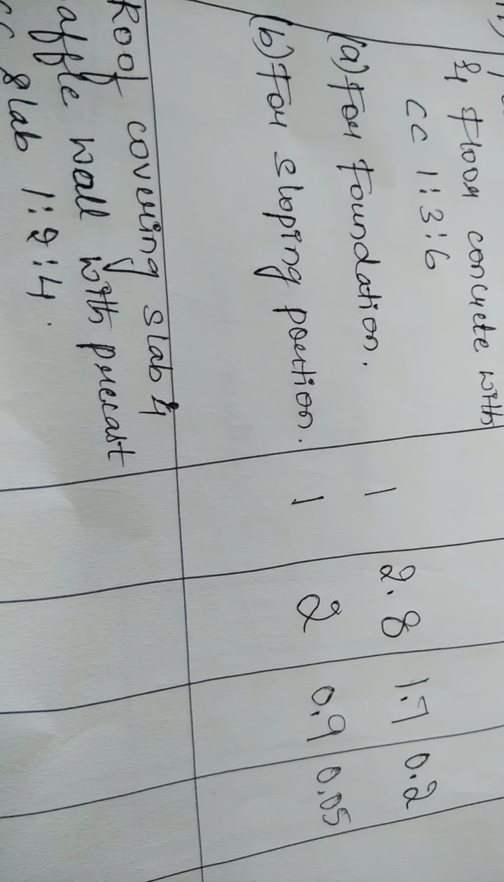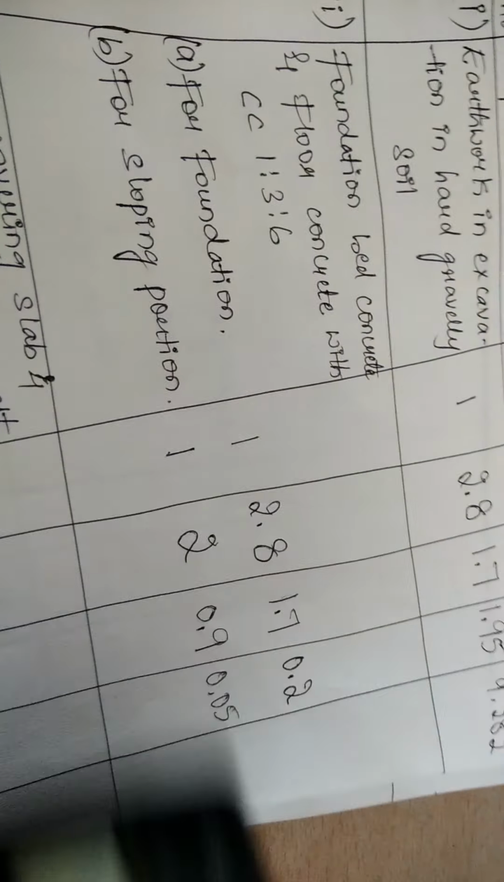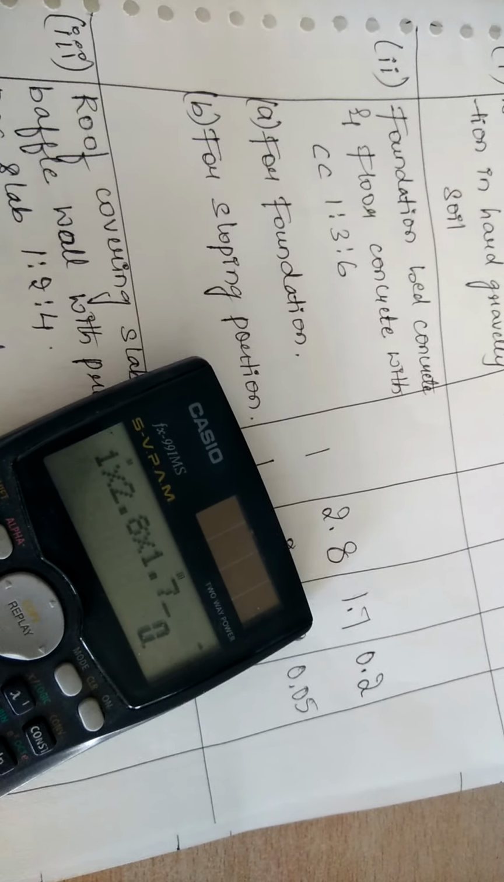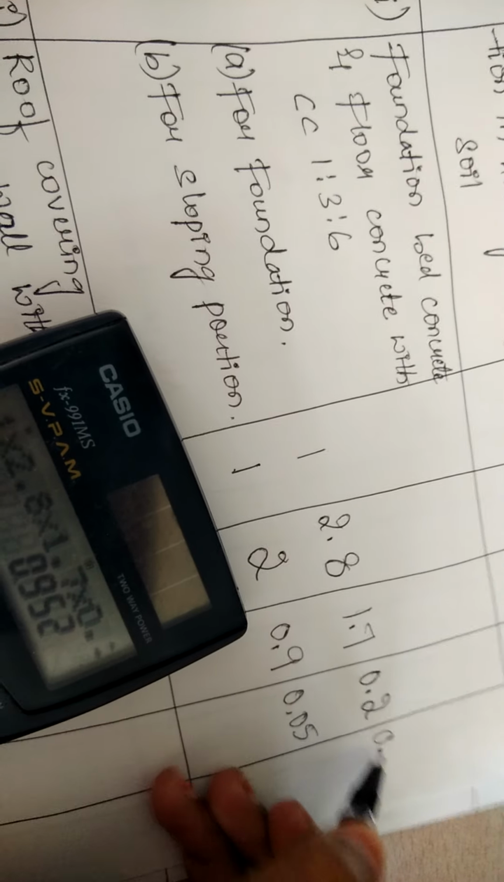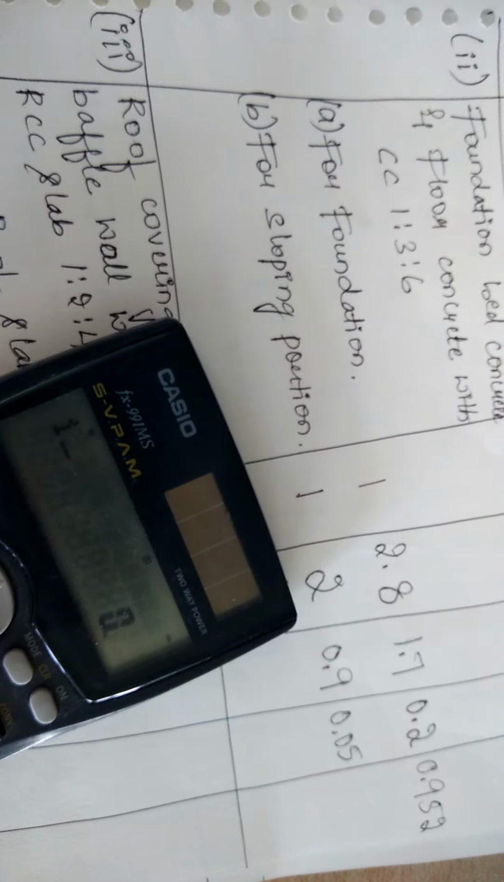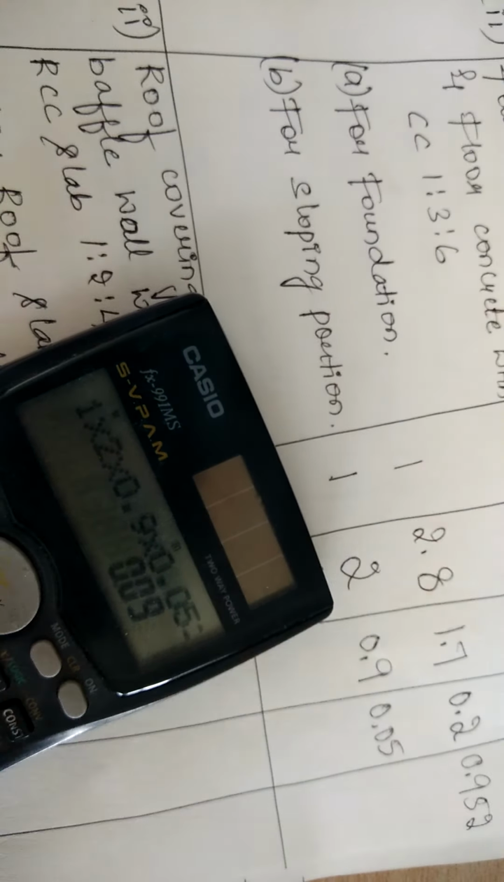Now, after finding the depth of the sloping portion, let us try to find the quantities of these two. So to find the quantity of the first portion, that is for the foundation, you need to multiply all the four values. So let us multiply this. 1 into 2.8 into 1.7 into 0.2. So on multiplying, you will get a quantity of 0.952. Similarly, let us multiply the second. 1 into 2 into 0.9 into 0.05. So you will get a reading of 0.09.